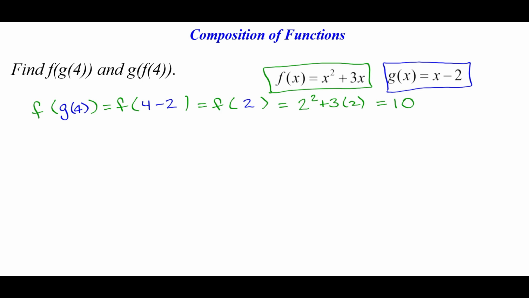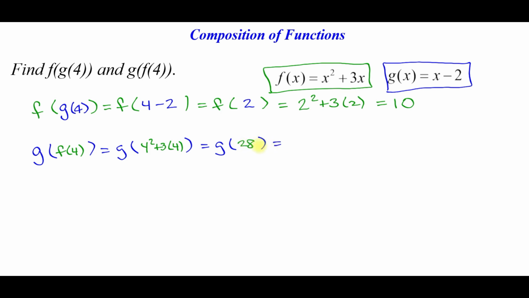So now we're going to work in the opposite direction. We're going to do g of f of 4. So similarly, we're going to start inside. 4 is simplified, so I'm going to plug 4 into the f function. So I'm going to get 4 squared plus 3 times 4. So this is going to give me, for f, 4 squared is 16, 3 times 4 is 12, so that's going to give us 28.